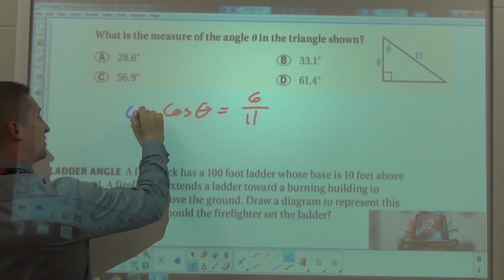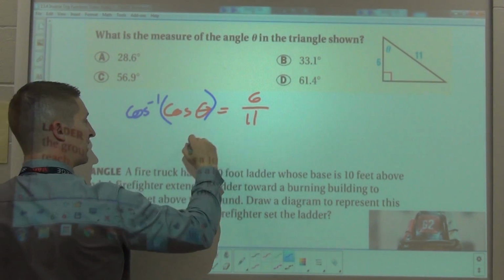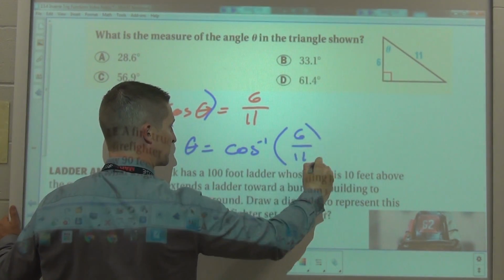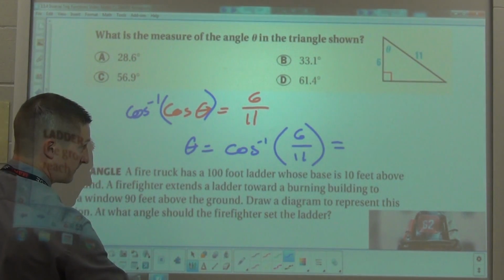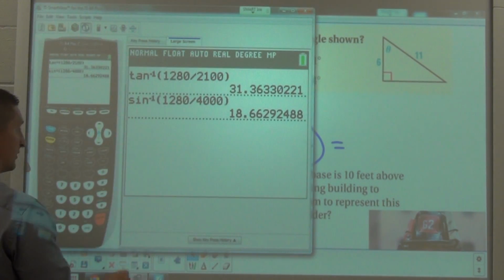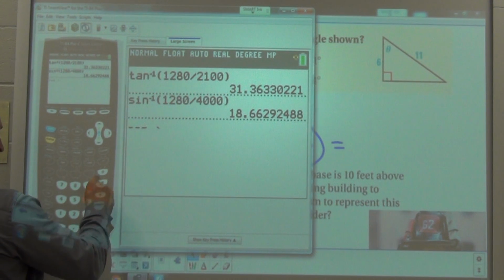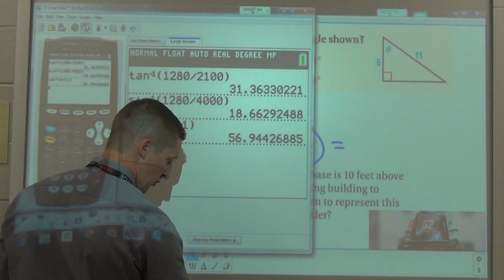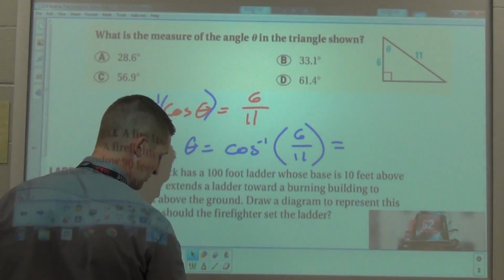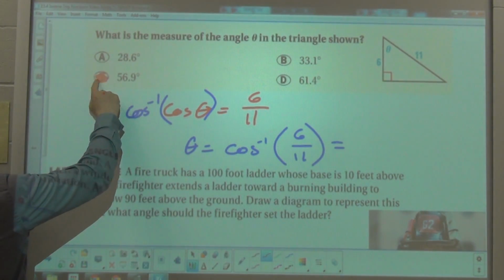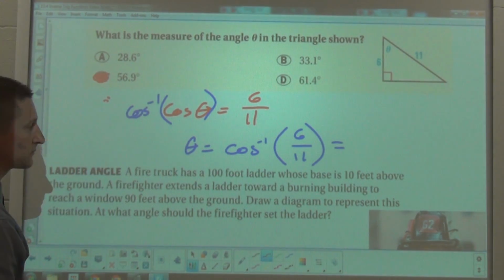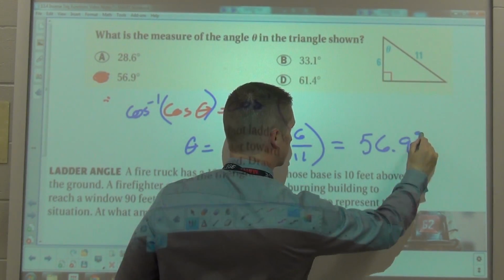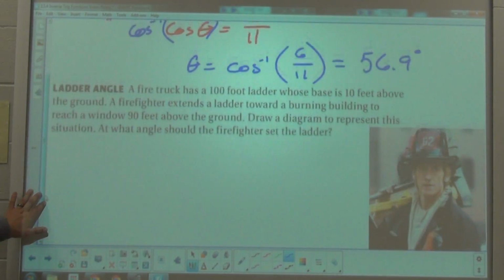I'm going to solve by taking the arc cosine this time. So theta equals the arc cosine or inverse cosine of 6/11. Once again, that's something I type into my calculator. Second cosine, 6 divided by 11. Hit enter. 56.94 degrees. Is that one of our multiple choice options? You bet it is. 56.9. So C would be the answer there. Write that as well. Now, the last problem that we'll look at in this little video.